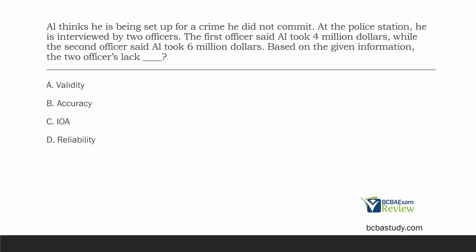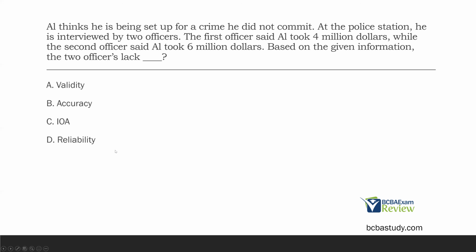Now, if the question had said Al took $5 million, and then the first officer said 4 and the second officer said 6, then they would lack accuracy. Inter-observer agreement. Yes, these two data points are not in agreement. These two individuals who took data don't agree on the data. It lacks inter-observer agreement.